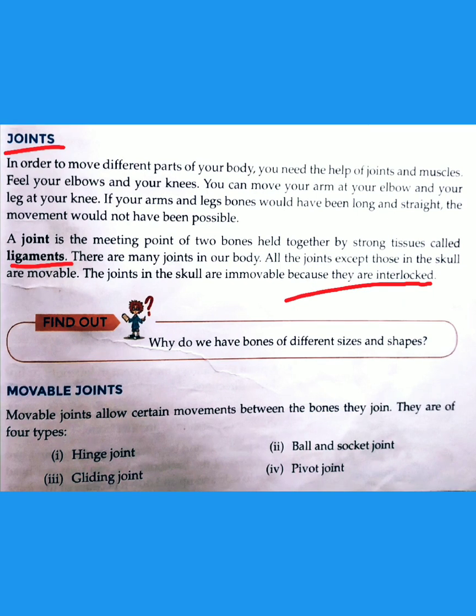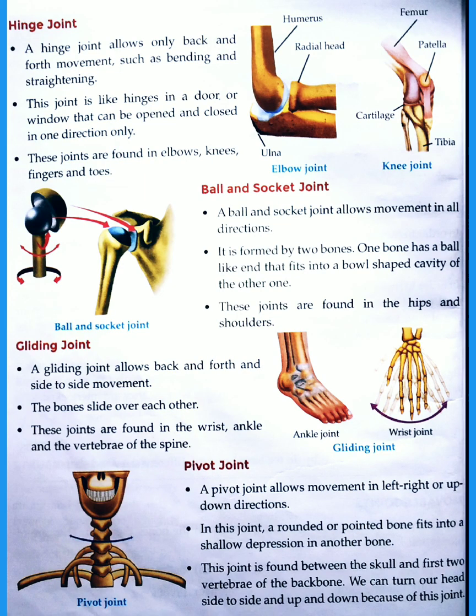Now let's read about movable joints. So movable joints allow certain movements between the bones they join, and they are of four types. What are they? Hinge joint, ball and socket joint, gliding joint, and pivot joint. So let's start from hinge joint.